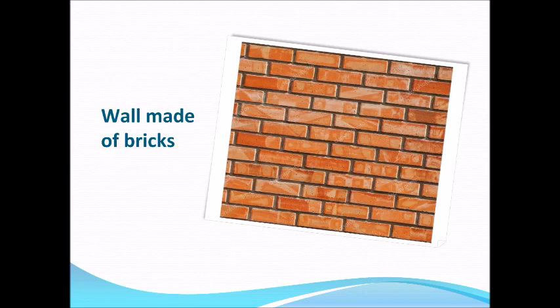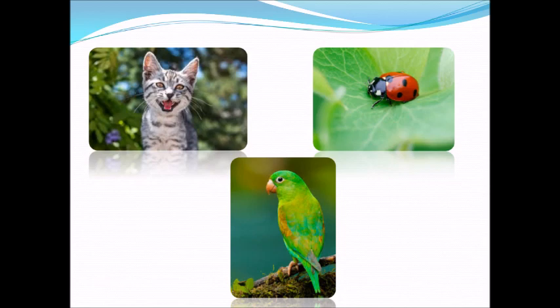Now in this slide, you can see that there is a wall which is made up of bricks. Similarly, human beings and all the living things are made up of small cells. In this slide, you can see the picture of different animals: cat, ladybug, parrot. As written in your book, their cells will be different from one another. The color, their shape, their structure, their size, all will be different from one another.